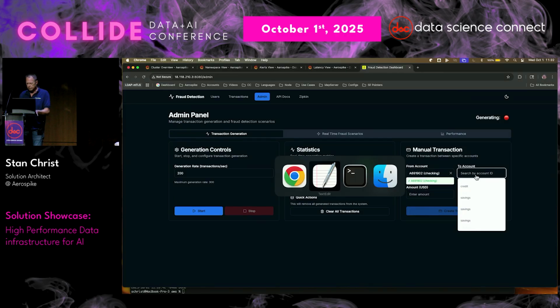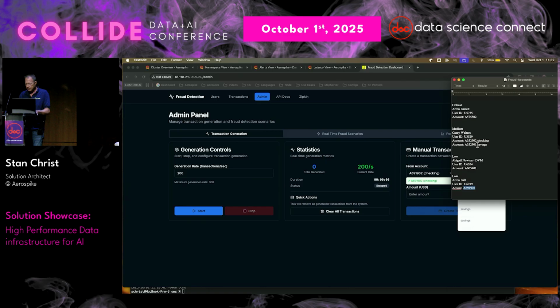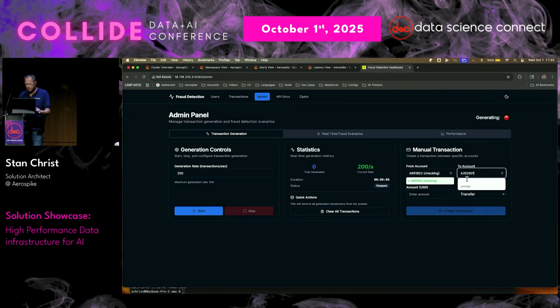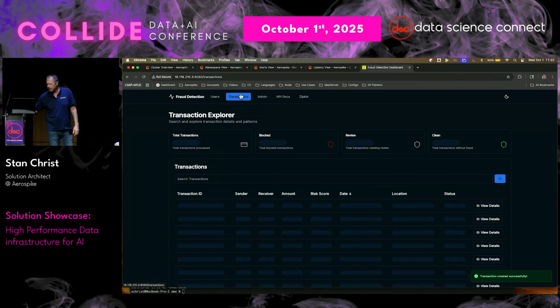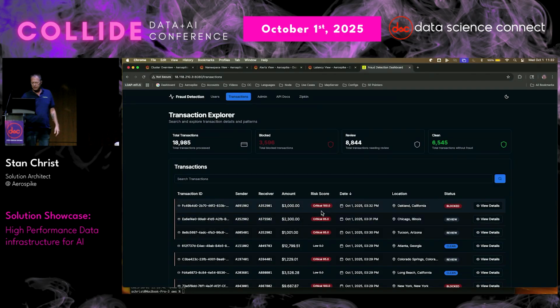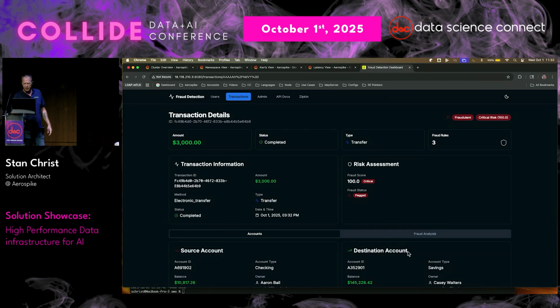Jump over here to the savings account this time, as opposed to a checking account, into Casey, and set that savings and do a $3,000 transfer. I'm going to create that transaction again. One more time, jump over to my transaction history, and I see in here there's that $3,000, and it was blocked straight up. Why was it blocked straight up?